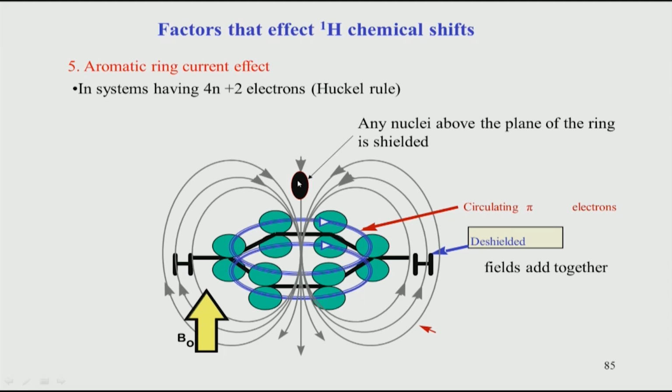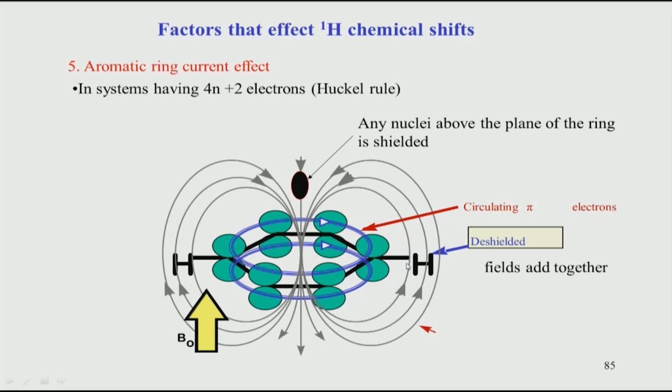It is not shielded. Shielding means opposing the main magnetic field, de-shielding means supporting the main magnetic field. So, you can see here it is a support of the main magnetic field, and therefore this hydrogen appears de-shielded, and that is the reason why in an NMR spectrum you will always see the aromatic ring protons, the ones attached to the ring, coming at around 7 to 7.5 ppm, because they are in the plane of the ring.